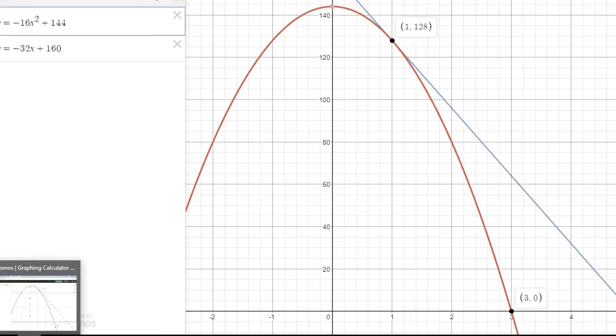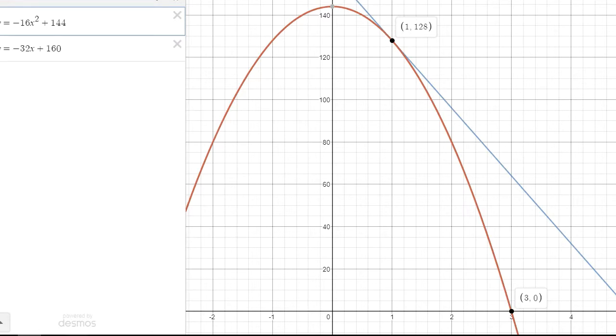All right, now let's step back a moment here and discuss something a little more conceptual. So we used the formula to find the slope of the tangent at one particular time, at t equals 1 second.